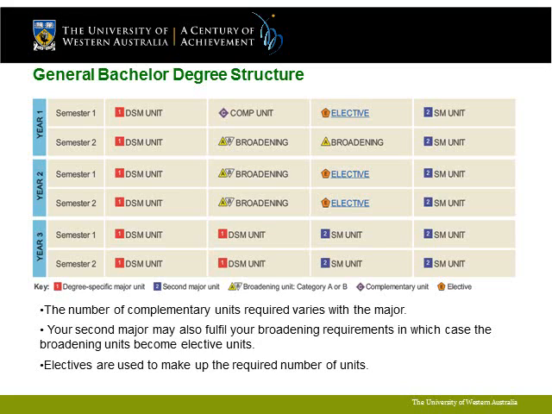This study plan summarises the information you were just given. The Bachelor of Science comprises 24 units. You have to complete at least 1 degree-specific major. This degree-specific major may include up to 4 complementary units. You can also complete a second major.